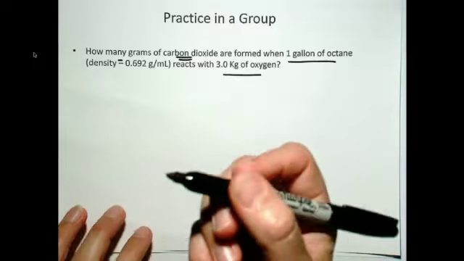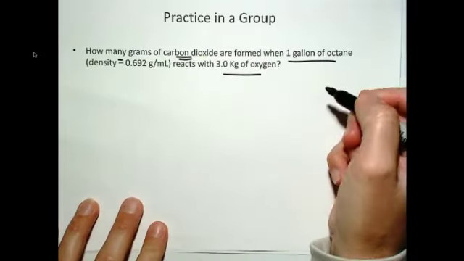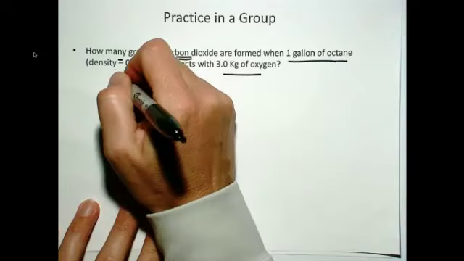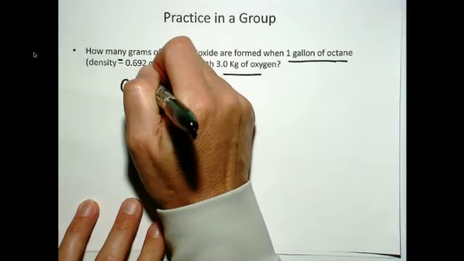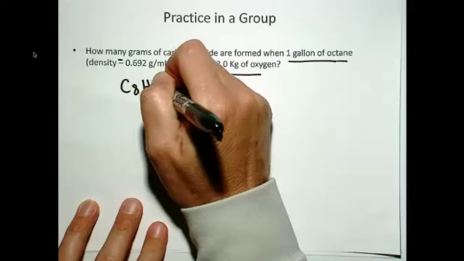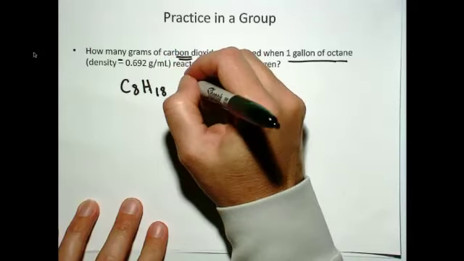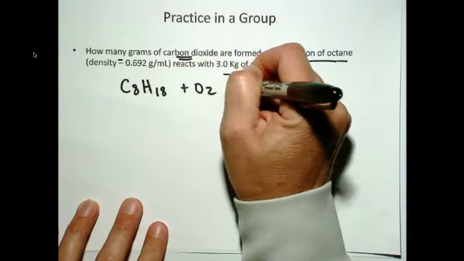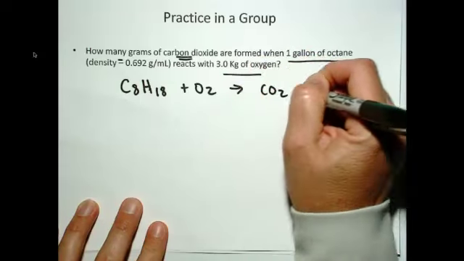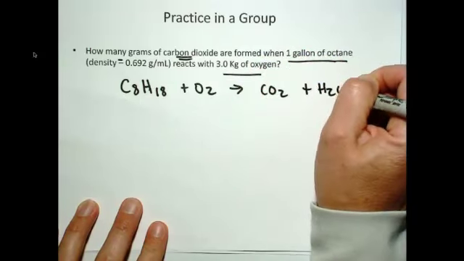Okay, I trust that you tried it in your group. The first thing you have to do is you should know what octane is, and you ought to be able to write down a balanced chemical equation. So the formula for octane is C8H18, burns in oxygen to give carbon dioxide plus water. That's your combustion reaction here.